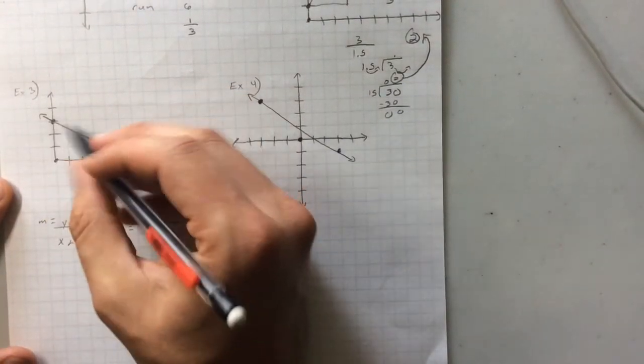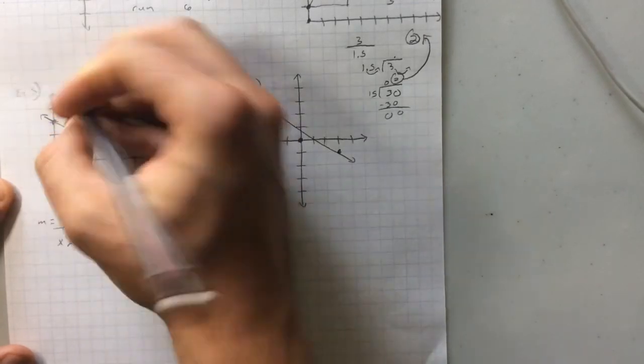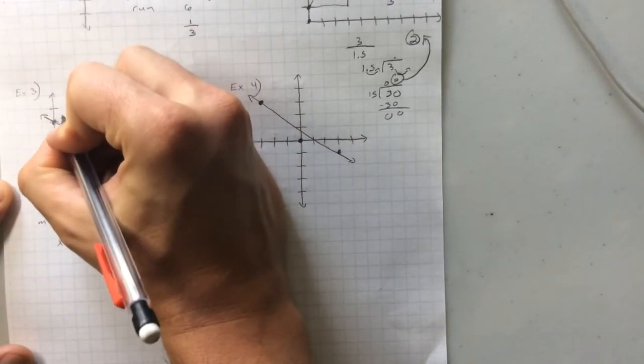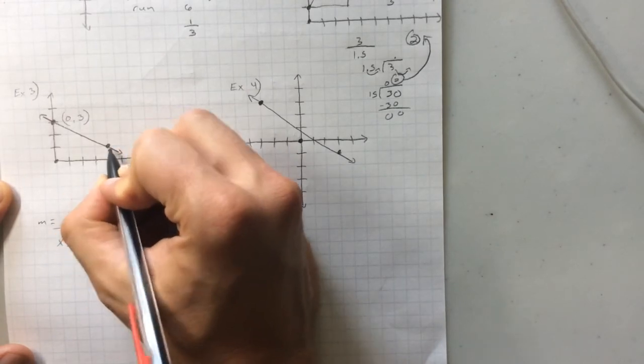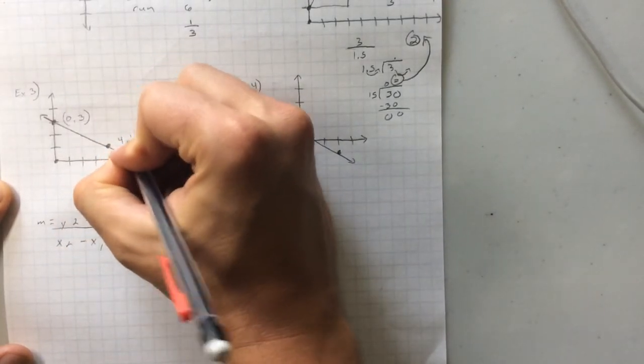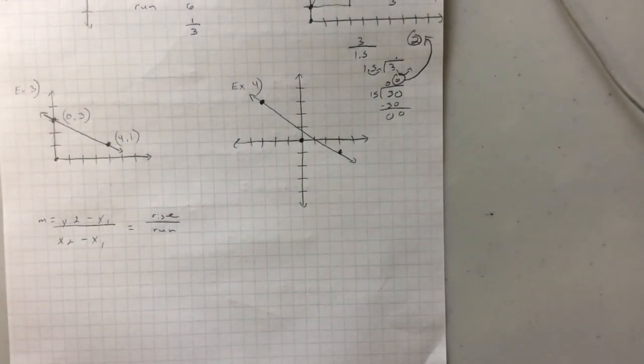Okay, let's first figure out what these two ordered pairs are. So this is going to be 0, 1, 2, 3. So we've got 0, 3. And then over here, we're going to have 1, 2, 3, 4, 1. There are my two ordered pairs. Okay, hopefully you're with me on that so far.